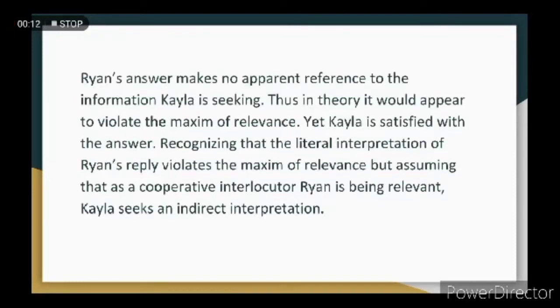Ryan's answer makes no apparent reference to the information Kyla is seeking. Thus, in theory, it would appear to violate the maxim of relevance. Yet Kyla is satisfied with the answer, recognizing that the literal interpretation of Ryan's reply violates the maxim of relevance, but assuming that as a cooperative interlocutor, Ryan is being relevant. Kyla seeks an indirect interpretation.